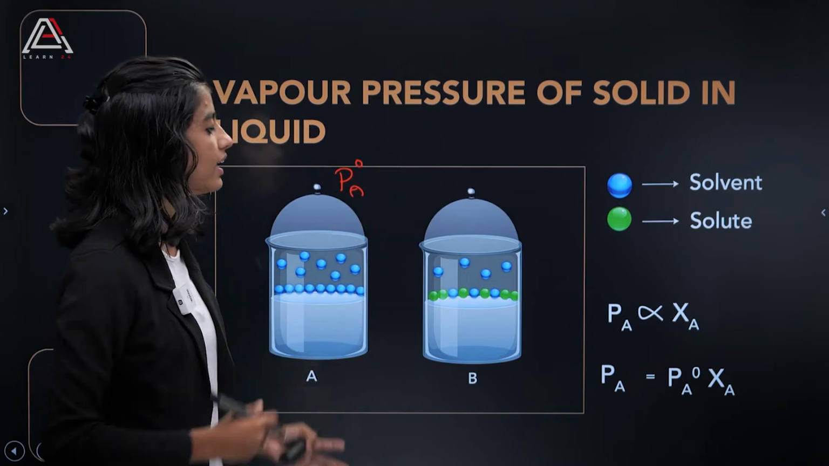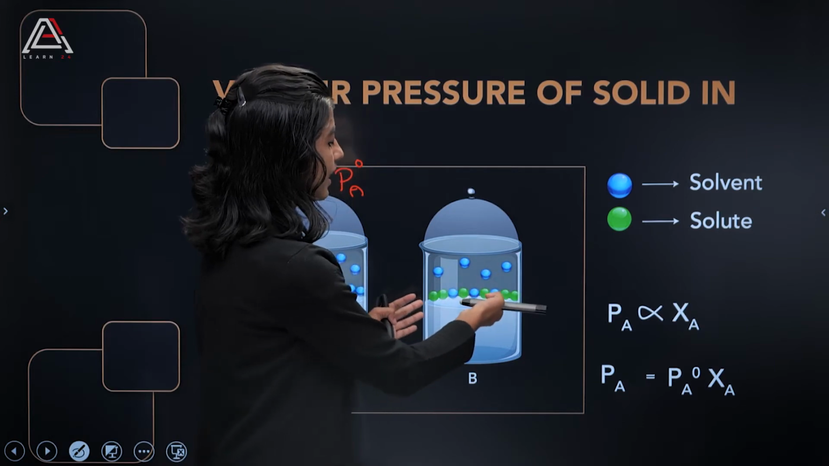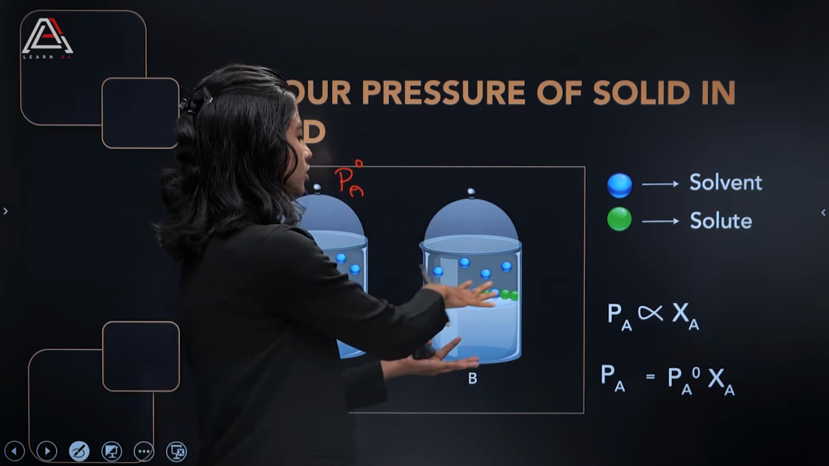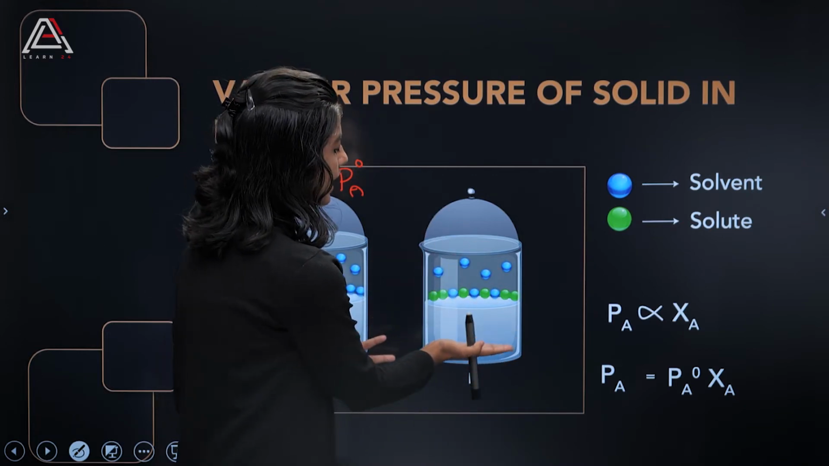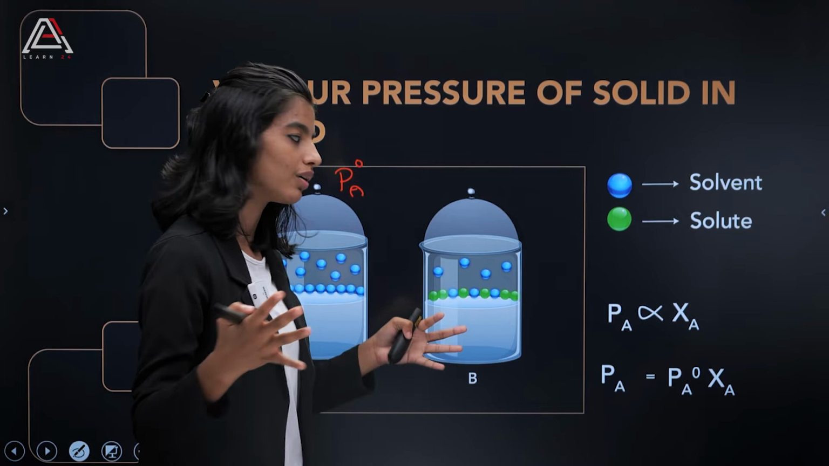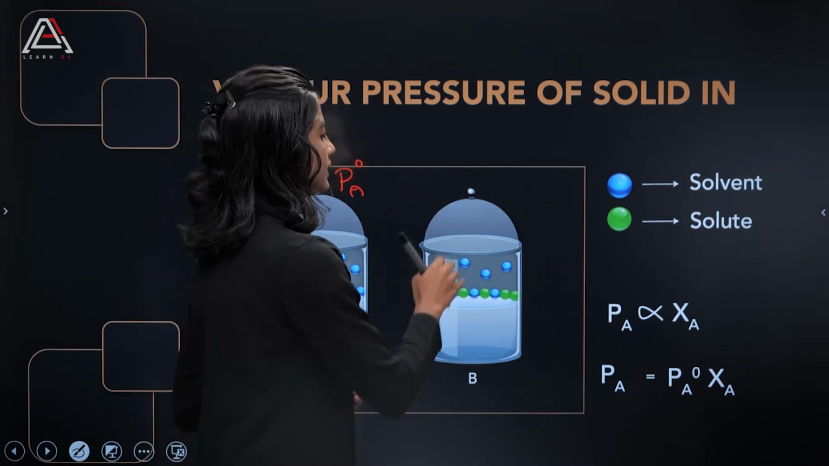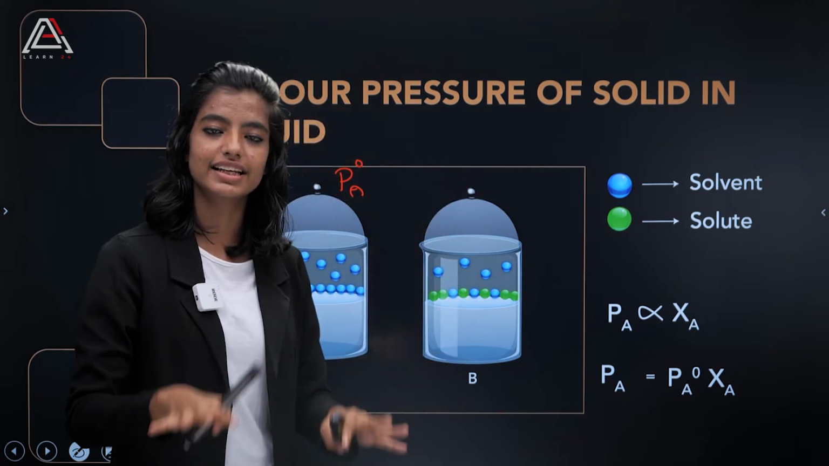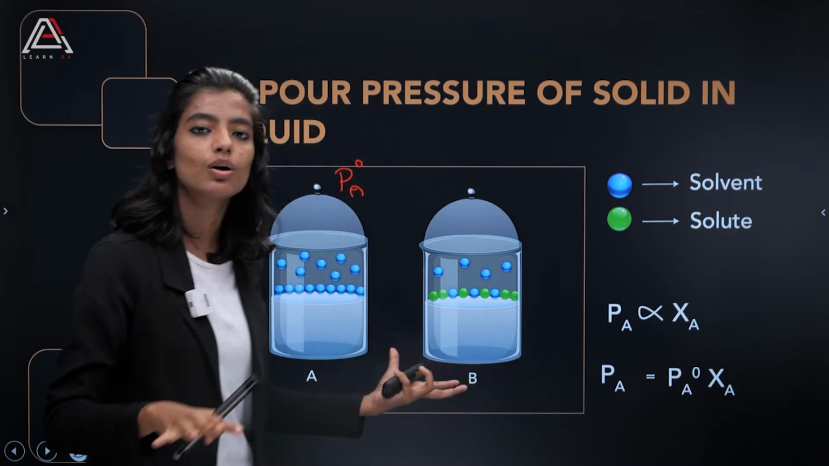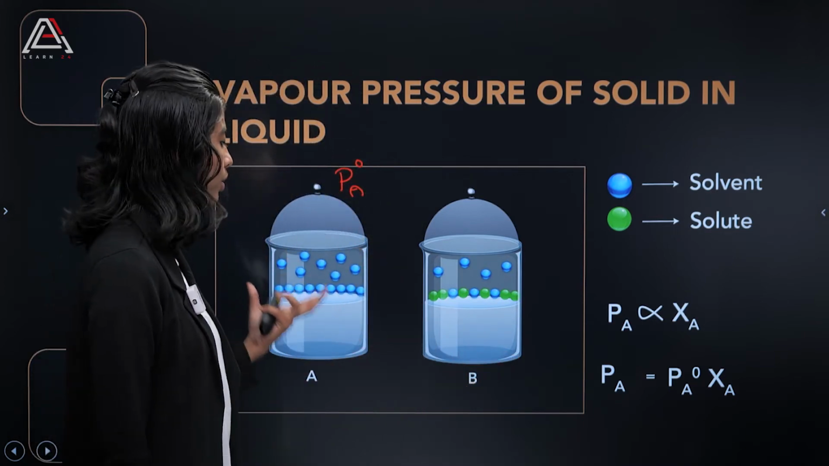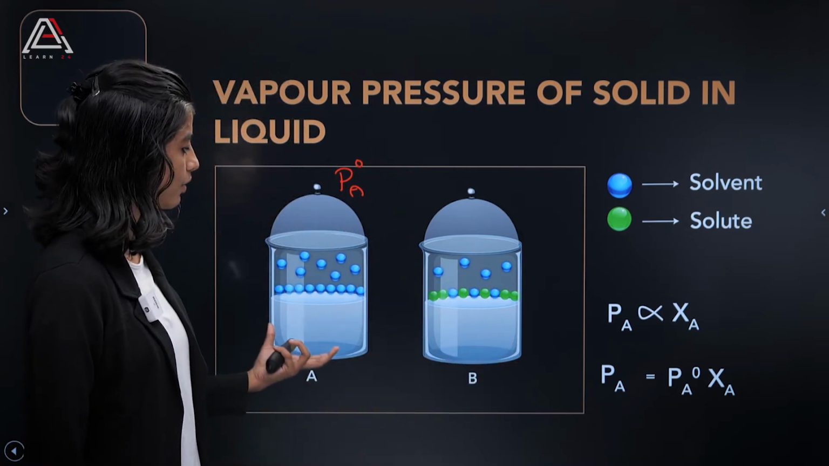When I added a non-volatile solid, the solute, this green color as the non-volatile solute, they deposited on the surface of this solution. Now this component A cannot escape so freely because these surfaces are occupied by these non-volatile solids. So the pressure just decreased. In the solution, the total vapor pressure is so less when compared to the pure component. The vapor pressure is lower than the pure component.